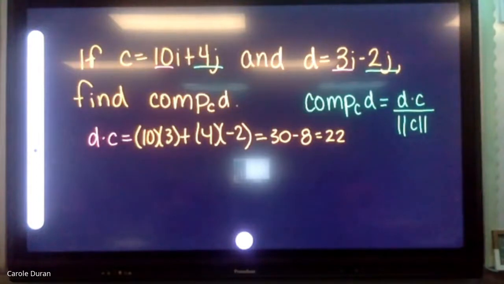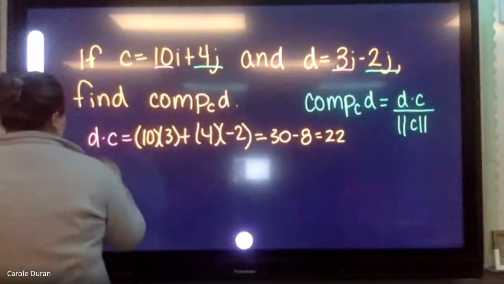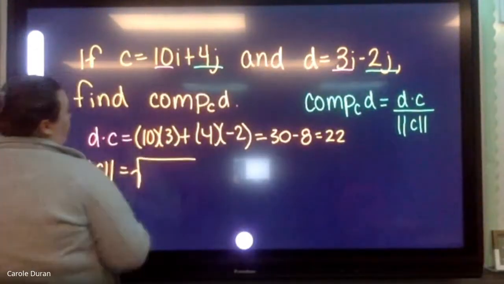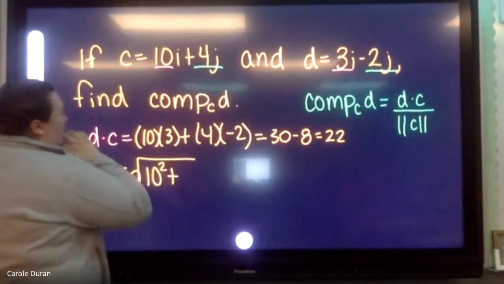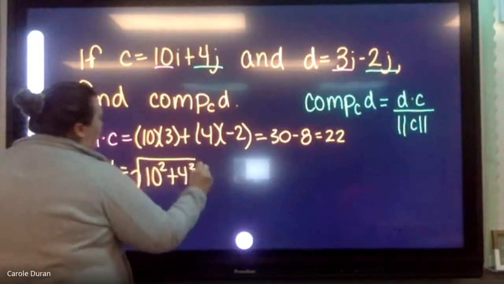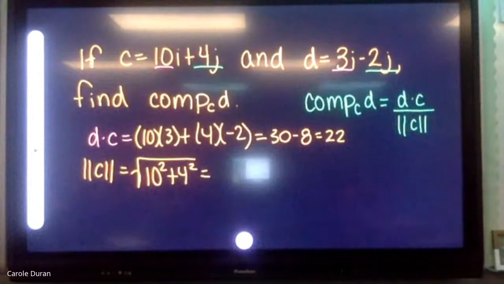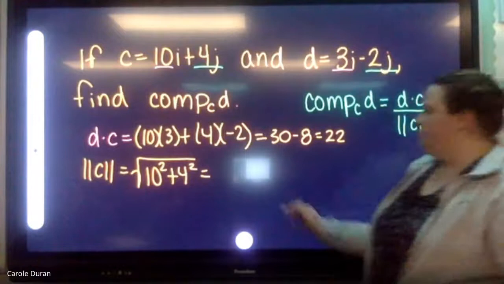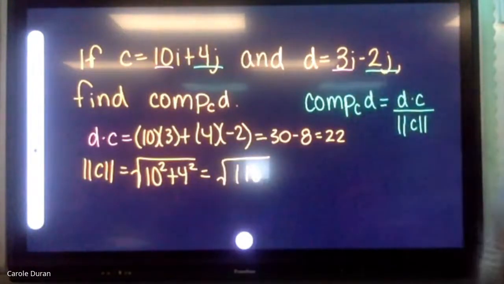And then I'm going to go ahead and find the magnitude of C because that's the other part of my equation. Again, C is just a vector that starts at 0, 0. So it is each of the components squared and added together and then taken under the square root. So the magnitude of C is going to be the square root of 10 squared plus 4 squared, which is going to be the square root of 116.